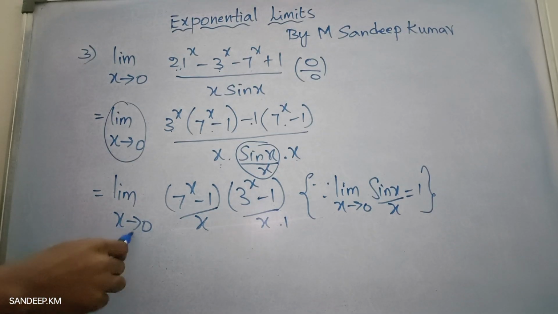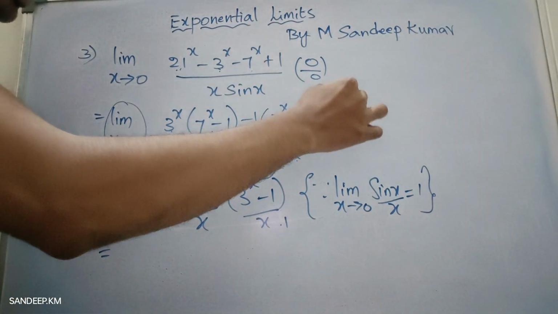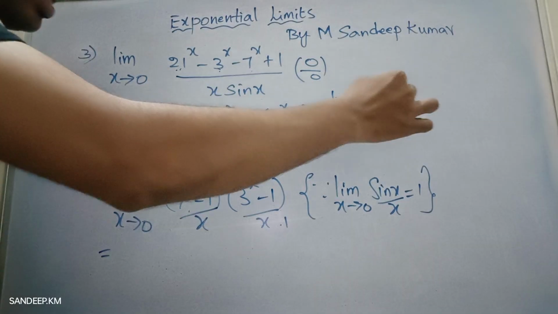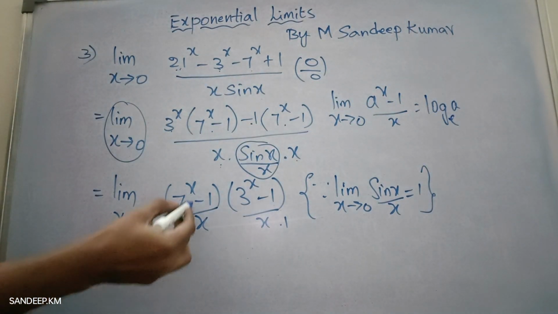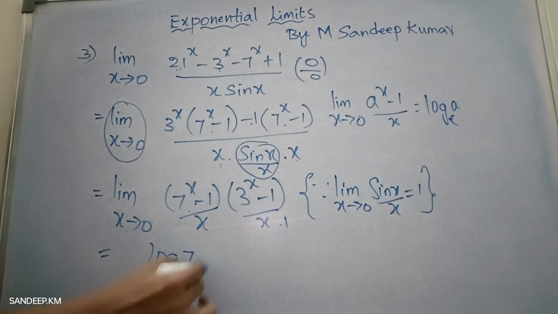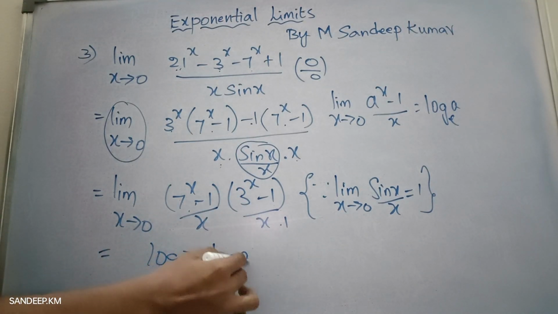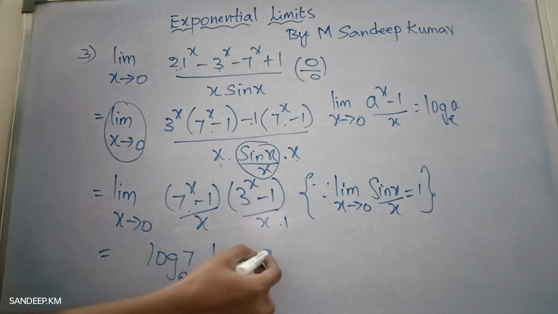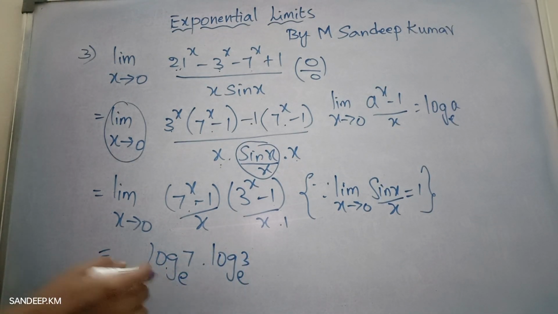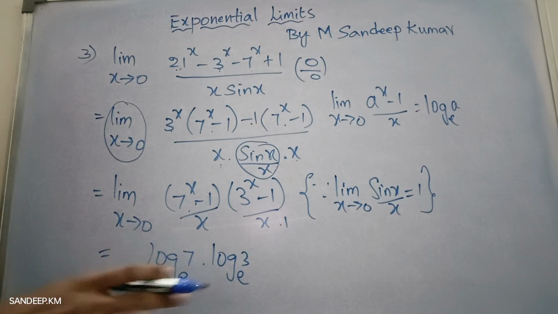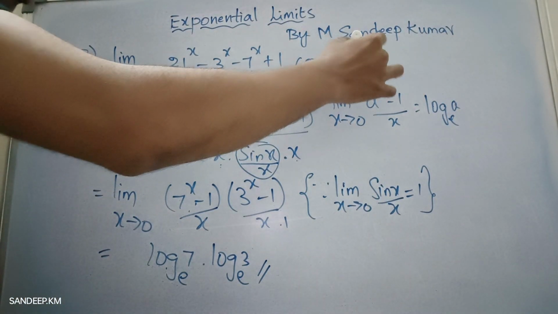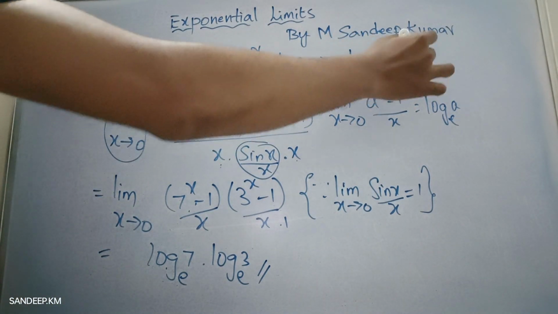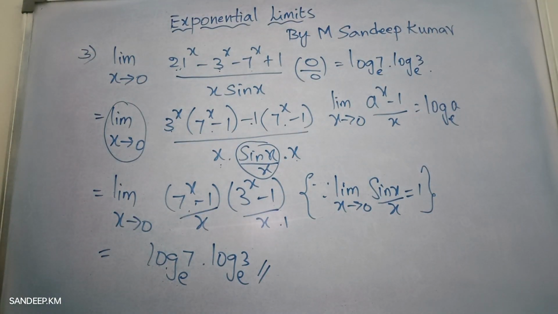And dear students, limit x approaches 0, what is this? Because limit x approaches 0, a power x minus 1 by x is log a base e. So using this formula, this will be log 7 base e into this will be log 3 base e. And some students will write the answer as log 21 base e. That is not correct. There is no formula for log m into log n. We do not have it. So we will leave the answer like this. So this is the answer for this question. The answer is log 7 base e into log 3 base e. That is the answer. Okay. We will go with the next question.